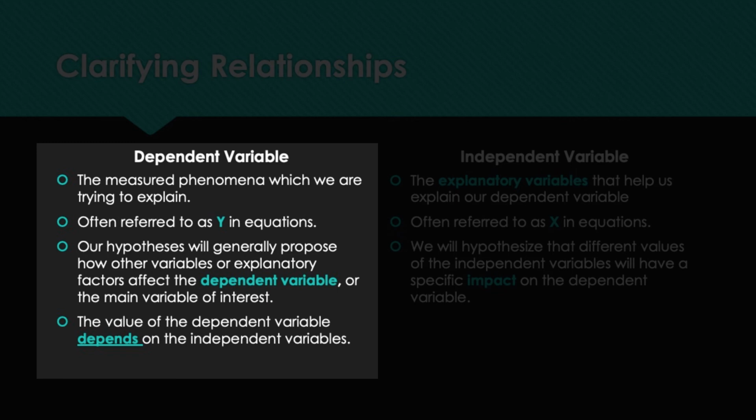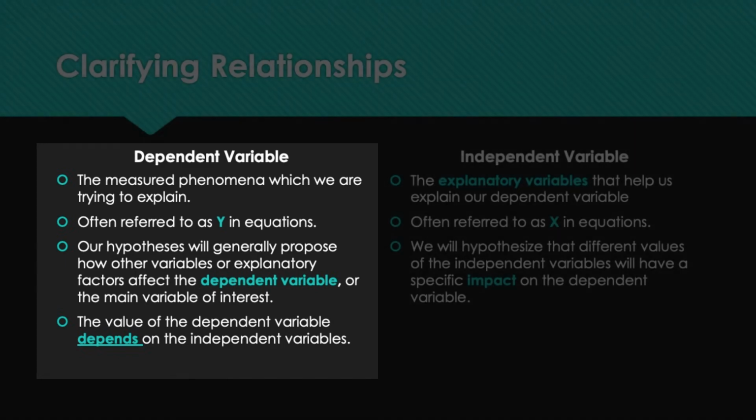When we start getting into equations for statistical modeling, the dependent variable is almost always referred to as y in a given equation. Our hypotheses will generally propose how other variables or explanatory factors affect the dependent variable, or the main variable of interest. And then lastly, the value of the dependent variable depends on the independent variable. So that's one easy way to remember which is which.